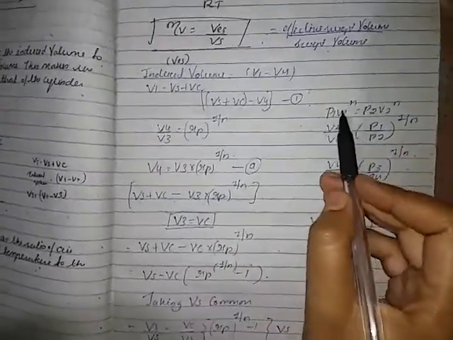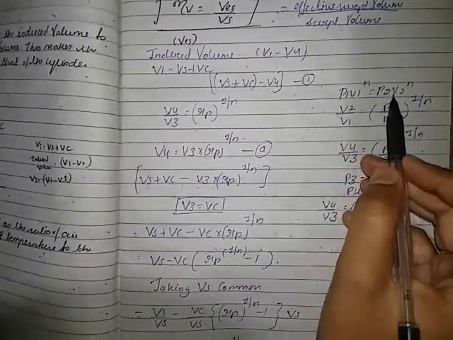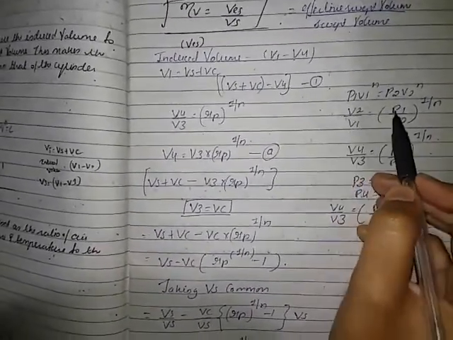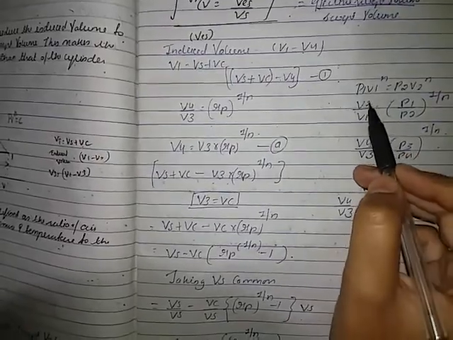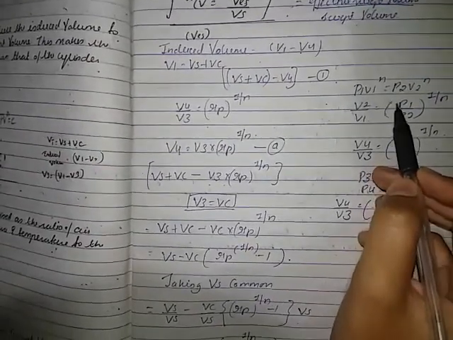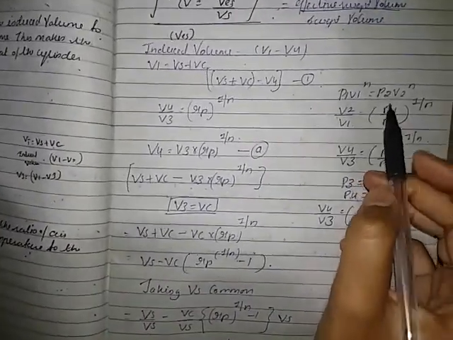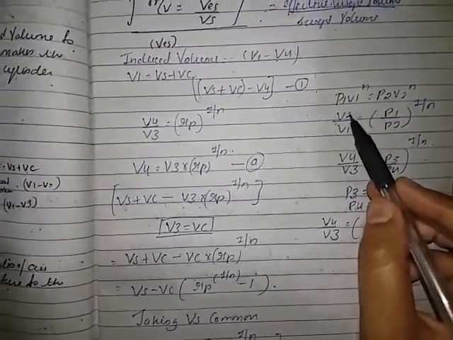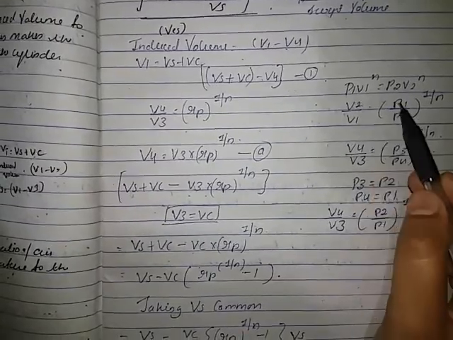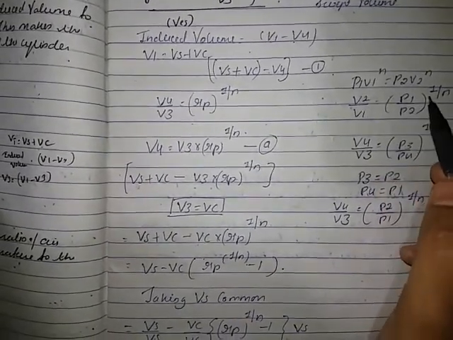Now see. P1 V1 raised to n is equal to P2 V2 raised to n. So what will be V2 by V1? V2 by V1 equals P1 by P2 raised to 1 by n. See, volume and pressure are always indirectly proportional. They are not directly proportional. Now you see, if volume increases, pressure has to decrease.